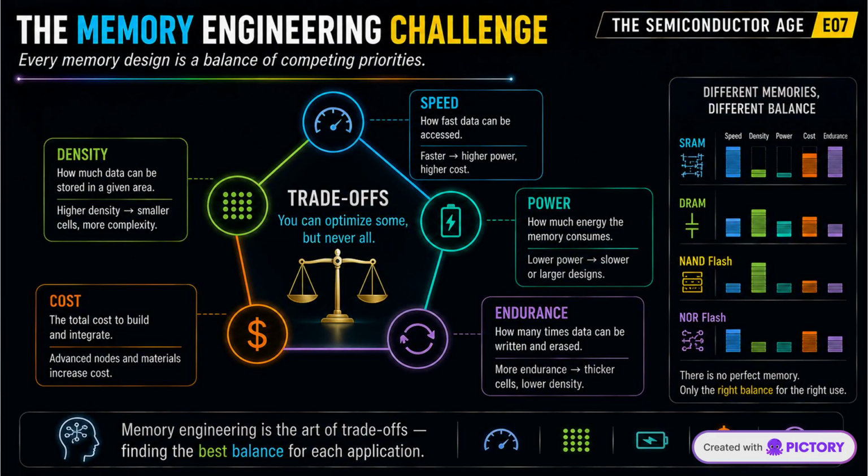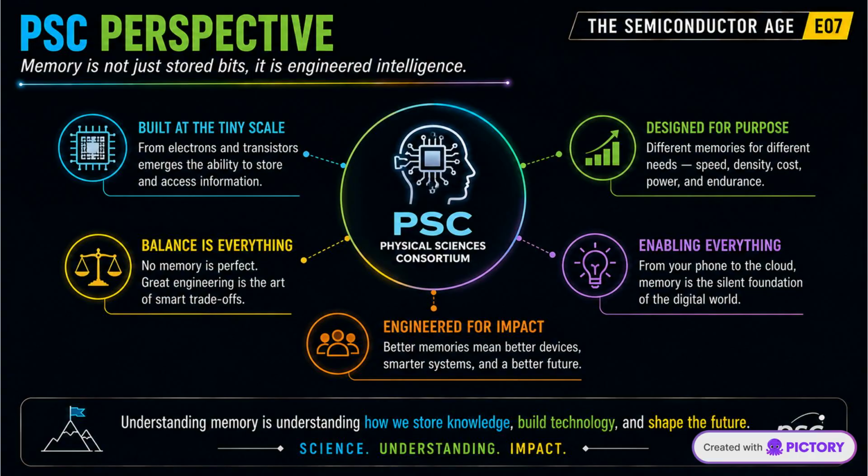There is no perfect memory technology. Engineers must balance speed, density, power consumption, cost, and endurance. Improving one property often affects another. The challenge is therefore not simply to make memory faster or smaller, but to find the right combination of properties for each application. At Physical Sciences Consultorium, we see semiconductor memory as more than data storage.